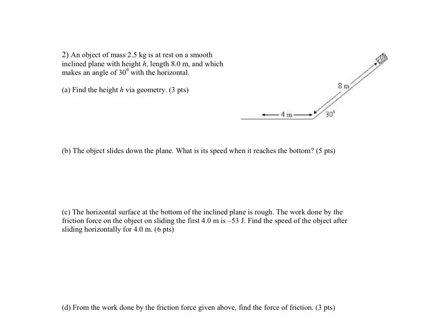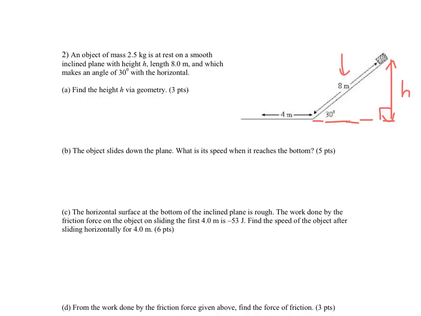Okay, next problem. You're given an object of mass 2.5 kilograms at rest on a smooth inclined plane with height h, length 8, and which makes an angle of 30 degrees with the horizontal. So this is given in your sketch. So basically you're told this is height h, and the angle it makes with the horizontal is 30 degrees. So this is a right triangle like that, and this is 8 meters here. All right, this is a smooth inclined plane. All right, so they ask part A, find the height h via geometry.